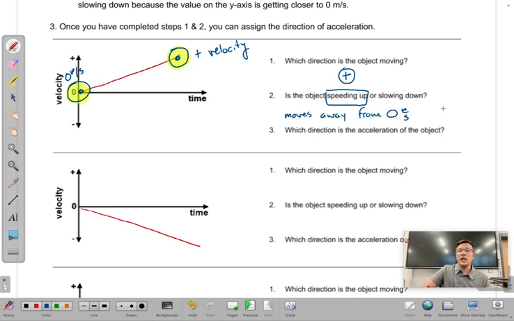Okay, and because we said that the object is speeding up, that means that these two answers are going to be the same. They're going to match. That means we also have a positive acceleration.